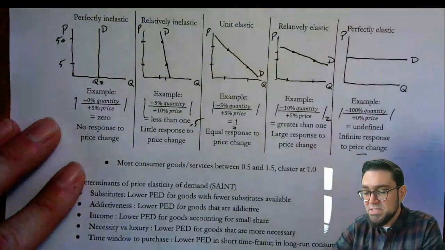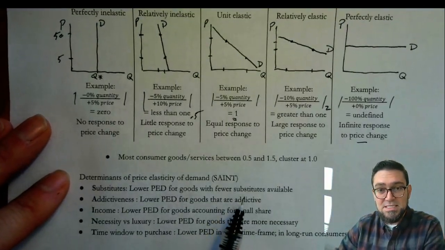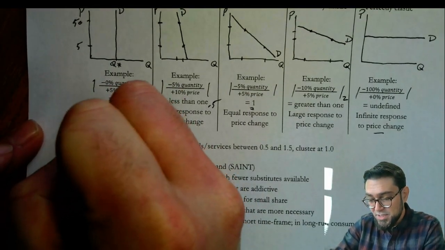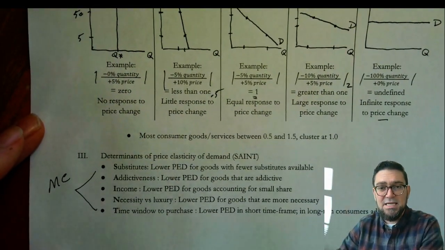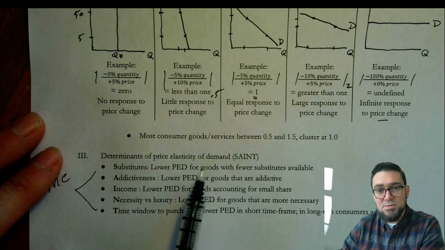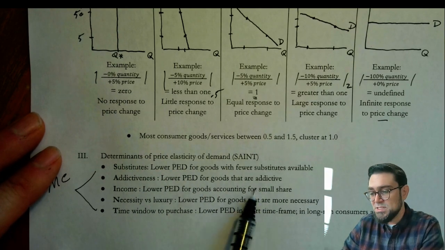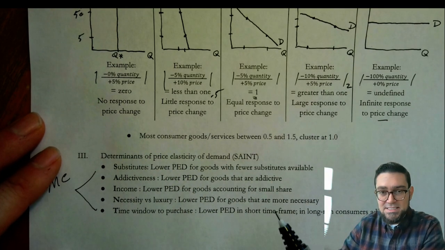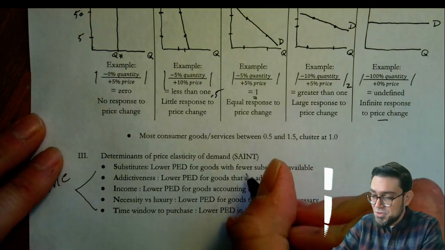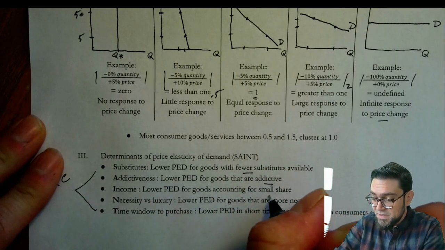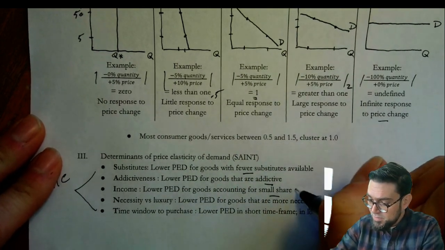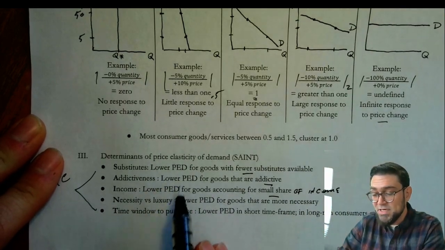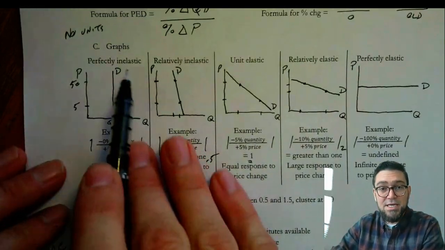Now, some things that cause different levels of elasticities. You're not going to get an essay, but probably you'll get a couple of multiple choice questions that'll say, a good has very few substitutes, it's really addictive, and it represents a small share of your income. Is it likely to be inelastic or elastic? The way I just described that, few substitutes, addictive, and a small share of your income, would be a lower price elasticity of demand. Lower meaning more inelastic.